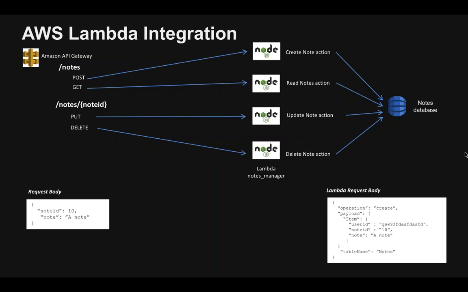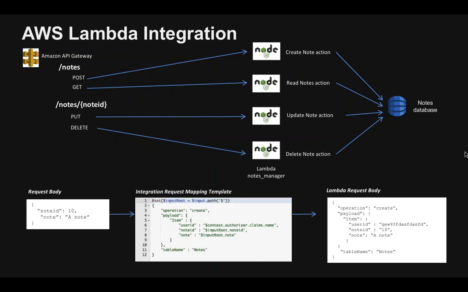So we need some way of transforming that request body expectation that we've defined in our model to the Lambda request body. And it's here that we can use integration request mapping templates. So in the integration request, in this step, we can define a mapping template that maps the note and the note ID here to the Lambda body. So you can see here from the input, we're actually grabbing those two fields and putting them into a structure that looks like that before we hand it over to the Lambda request body.